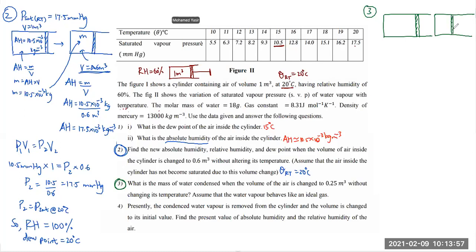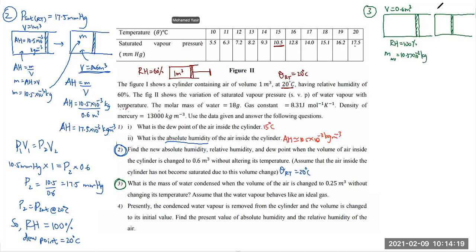Right. So here the volume is 0.6 meter cube. RH is 100. It is almost saturated. Dew is not formed though. Mass of water vapor you have here is how much? 10.5 into 10 to the power minus 3 kilograms.